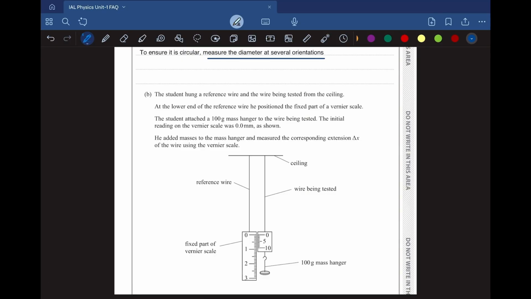The student hung a reference wire. This is the reference wire being tested from the ceiling. At the lower end of the reference wire, he positioned the fixed part of a vernier scale. So this is a vernier scale. The student attached a 100-gram mass hanger to the wire being tested. The initial reading on the vernier scale was 0.0 as shown. He added masses to the mass hanger and measured the corresponding extension of the wire using the vernier scale. So basically he was consistently increasing the mass and then checking how the extension increases in comparison with the mass.